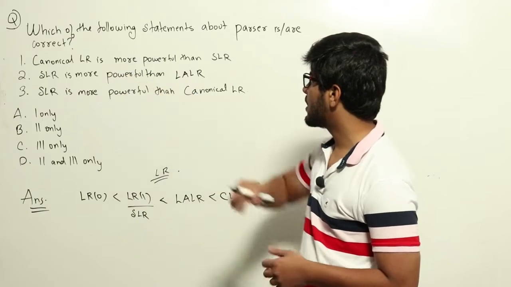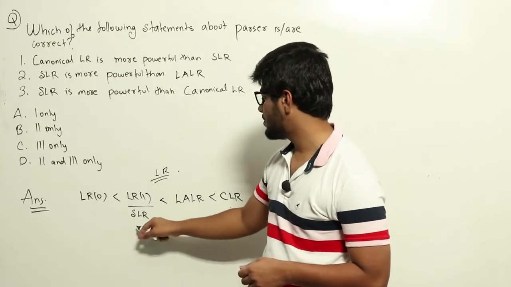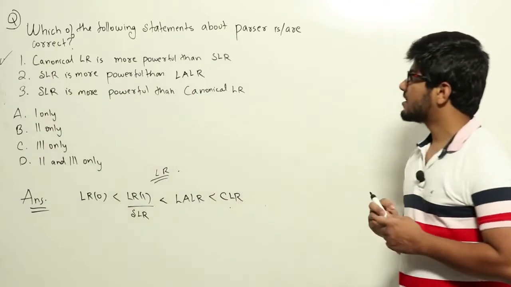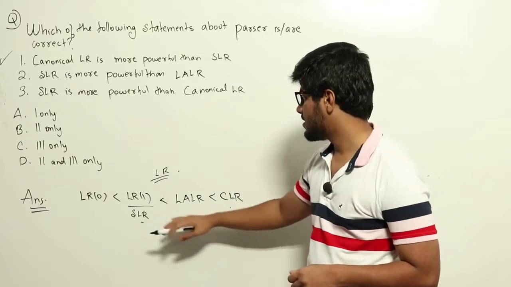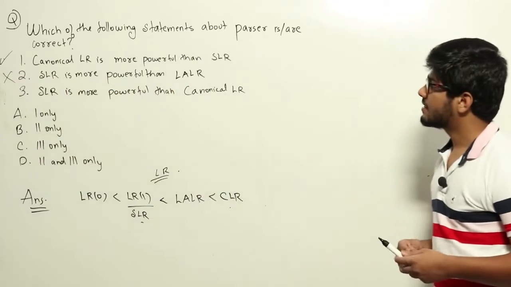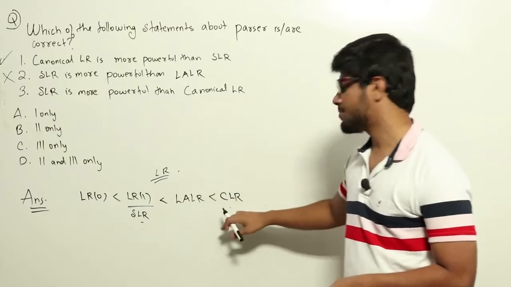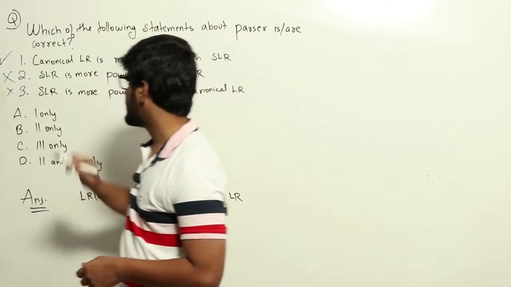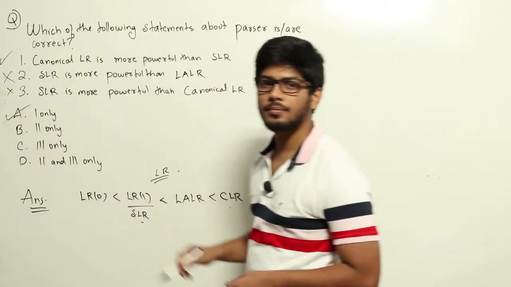Look at the statements. 1. Canonical LR is more powerful than SLR. Yes, that is correct. 2. SLR is more powerful than LALR. No, SLR is less powerful than LALR. LALR is a more powerful one. So this is false. 3. SLR is more powerful than canonical LR. No, that's also false. SLR is less powerful than canonical LR. So statement 3 is also wrong. So from the options, one only is correct. So that is option A.